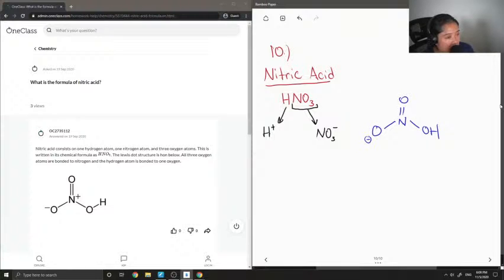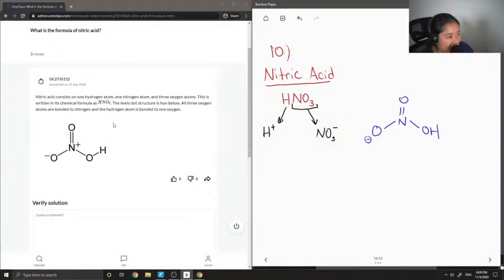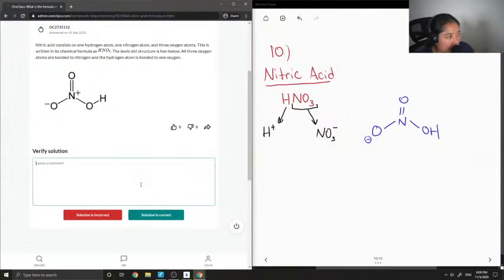So let's see what our junior tutor said. Nitric acid consists of 1 hydrogen atom, 1 nitrogen atom, and 3 oxygen atoms. This is written in its chemical formula as HNO3. The Lewis dot structure is shown below. All 3 oxygen atoms are bonded to nitrogen, and the hydrogen atom is bonded to 1 oxygen. Yep. So this solution is correct.